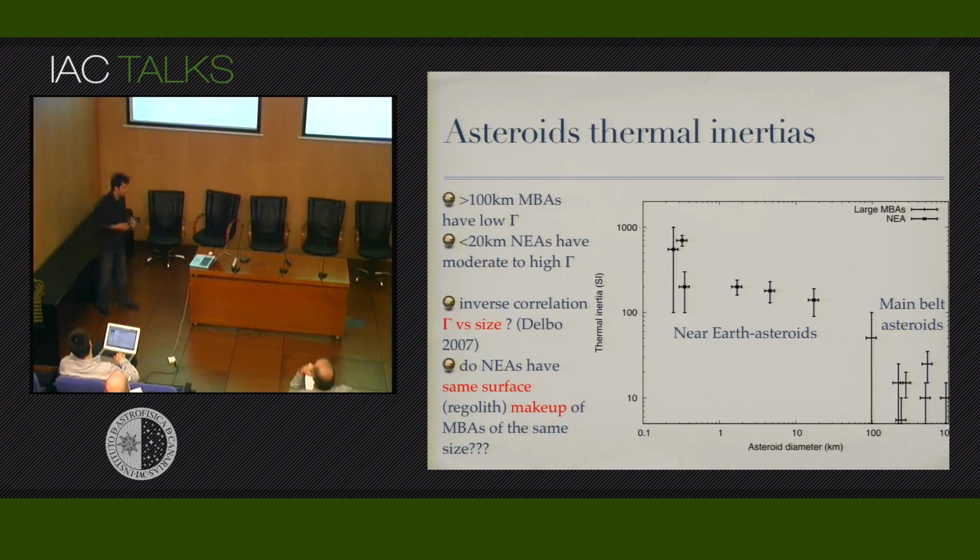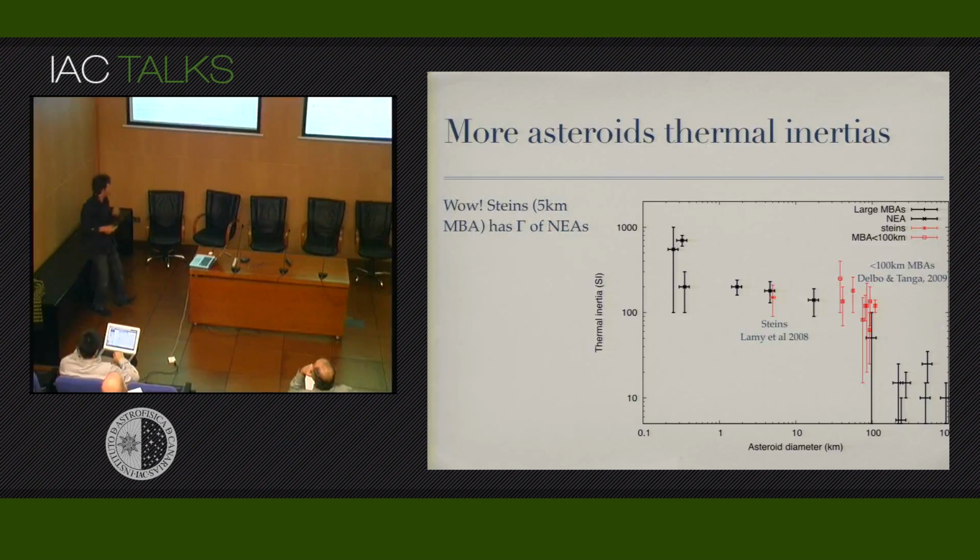One of the problems is, are NEAs a proxy of small main belt asteroids? We don't know, but very recently, Lamy et al. derived the thermal inertia for Steins, the Rosetta mission target. It's in very good agreement with the NEAs. So we're kind of happy. We say, okay, maybe the thermal inertia of NEAs is similar to the thermal inertia of small main belt asteroids.